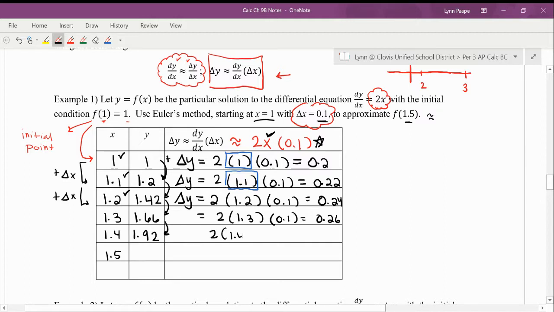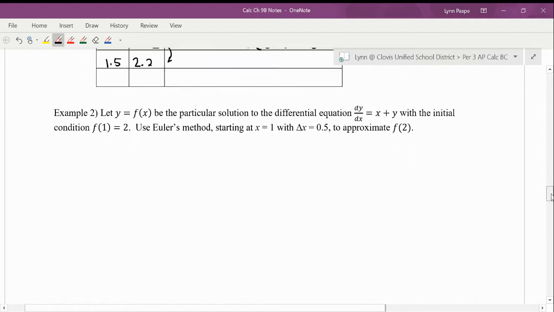And keep going, right? Just repeating that process over and over. So 2 times that value for x times 0.1, so 0.28. And then add that to the 1.92, which gives 2.20. And then now we're done. So we would say f of 1.5 is about equal to 2.2. And that is Euler's method, just scooching along. Okay, so let's go ahead and take a look at another problem.